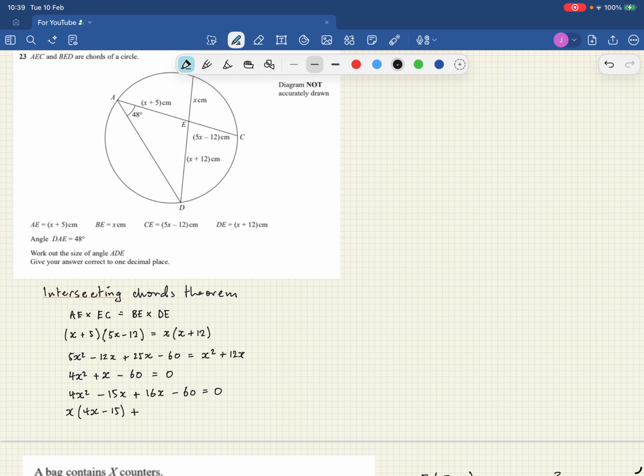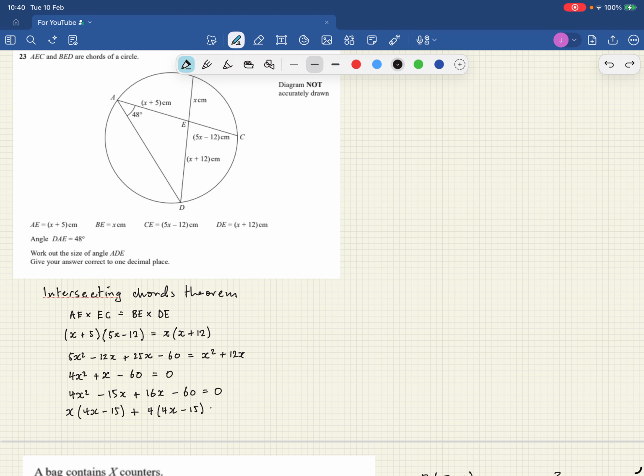plus, and what's the highest I can take? I can take a 4 out, and I can't take an 8 out. So I think 4 is the highest I can take out here, and that is going to give me inside 4x minus 15. And just as a check, these two things should be the same. If they aren't, I've done something wrong and I need to go back. They are the same, so I'm happy with that.